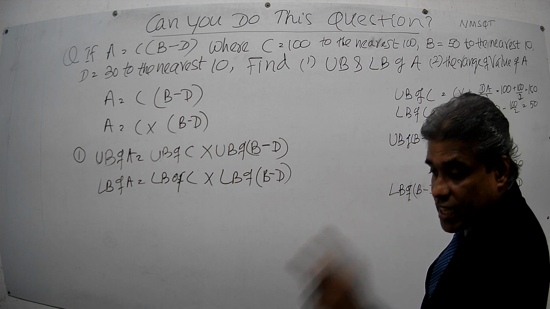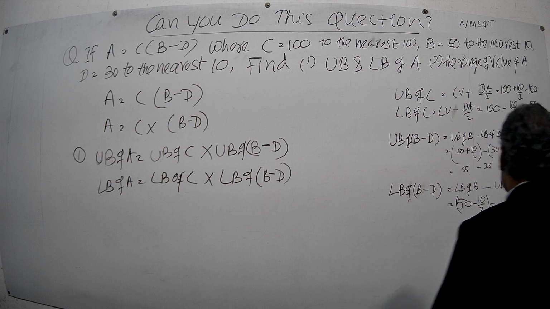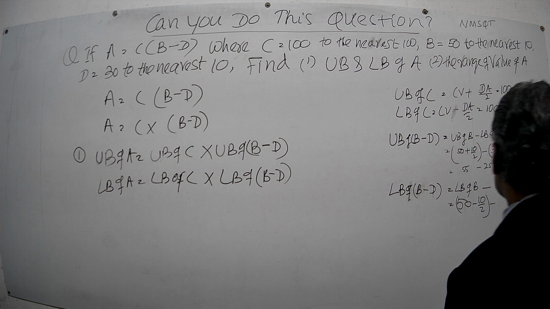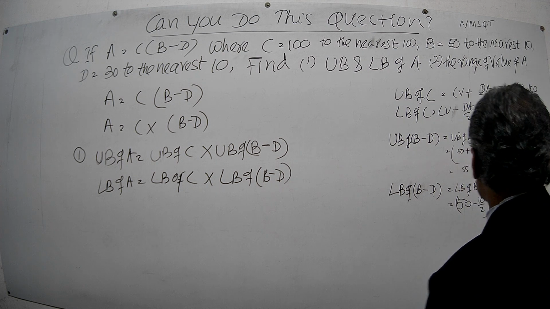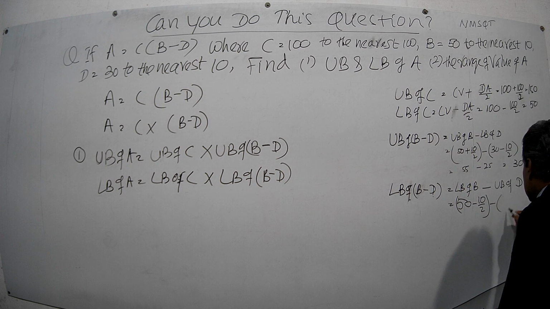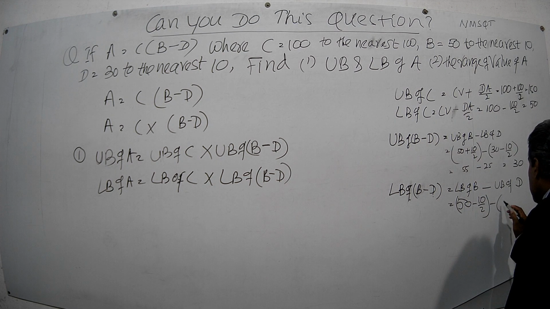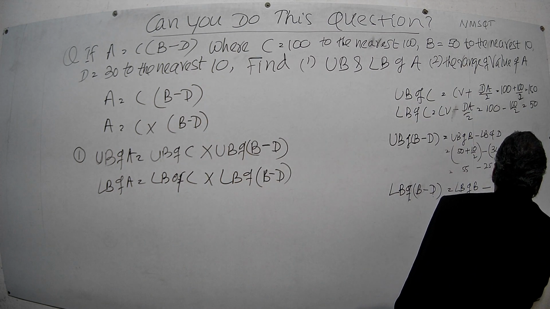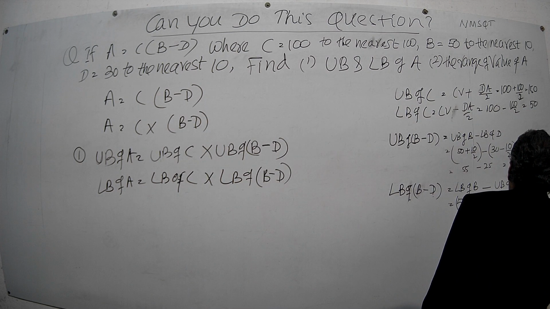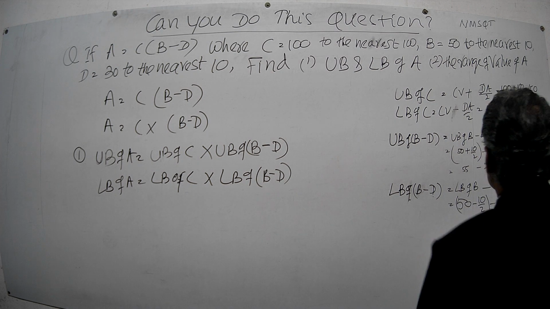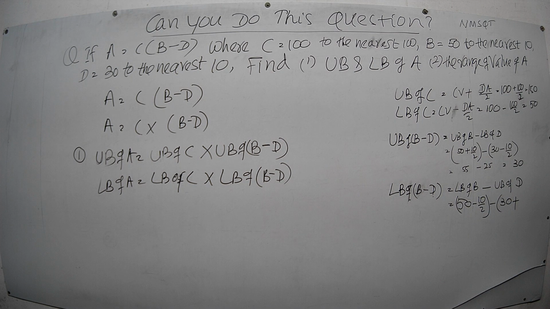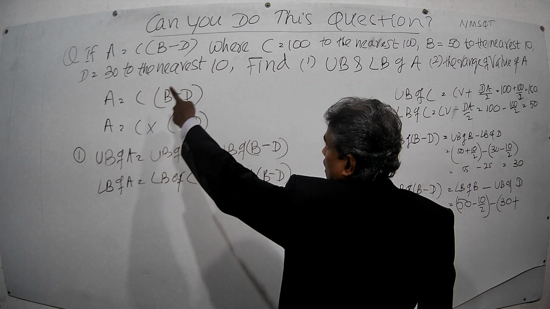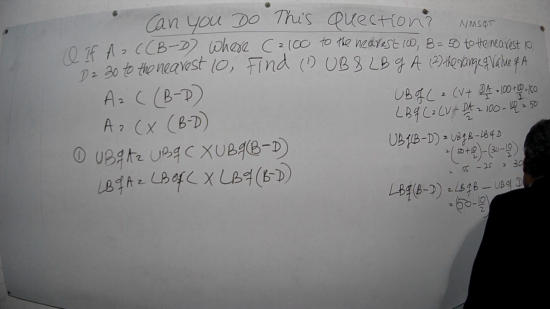Upper bound of D is corrected value of D plus degree of accuracy over 2. Then you write here corrected value of D, how much? That is D value 30. Then here plus degree of accuracy over 2. What is the degree of accuracy? Degree of accuracy of D is that D equals 30 to the nearest 10. That is put here over 2.